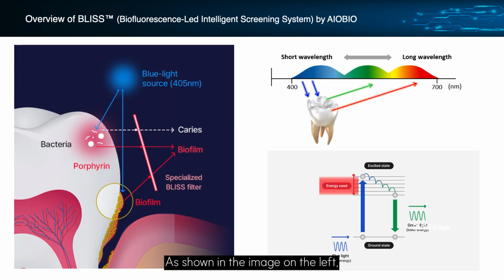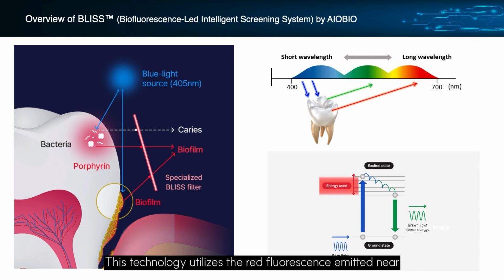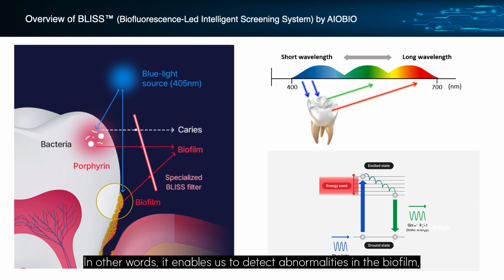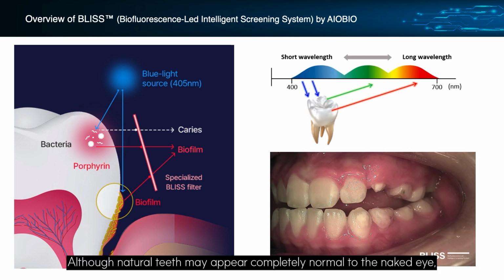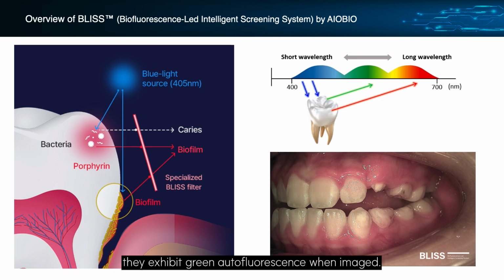As shown in the image on the left, when teeth are exposed to 405 nanometer blue light, they emit a green autofluorescence. This technology utilizes the red fluorescence emitted near 700 nanometers from the biofilm surrounding the teeth. In other words, it enables us to detect abnormalities in the biofilm, which often indicate underlying issues with the tooth. Although natural teeth may appear completely normal to the naked eye, they exhibit green autofluorescence when imaged.